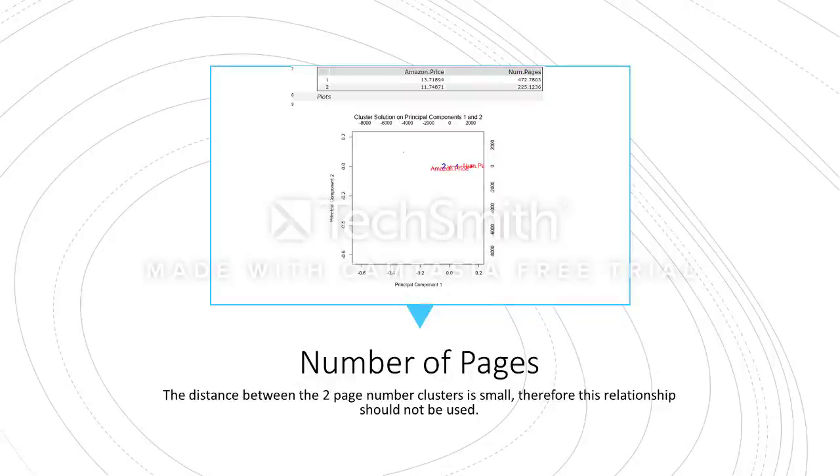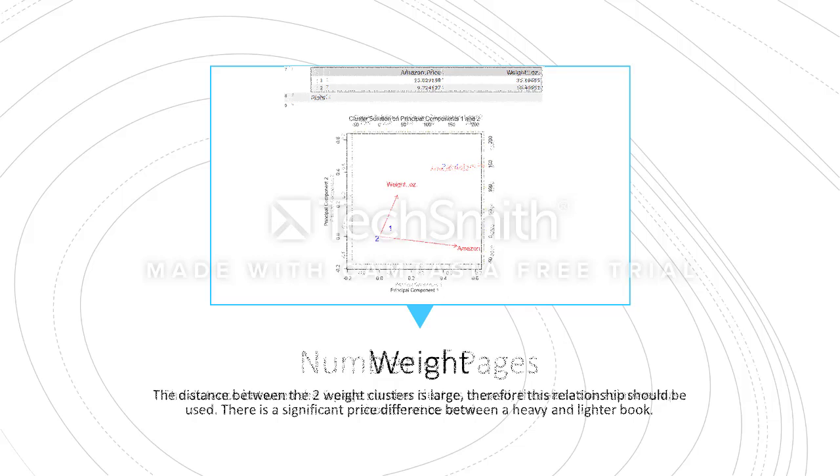When looking at the number of pages and the Amazon price, again we see that the distance between the two page number clusters is small. Therefore, this relationship should not be used either. However, when looking at the distance between the two weight clusters, we see a larger distance. Therefore, this relationship should be used, and there is a significant price difference between the heavier books and the lighter books.